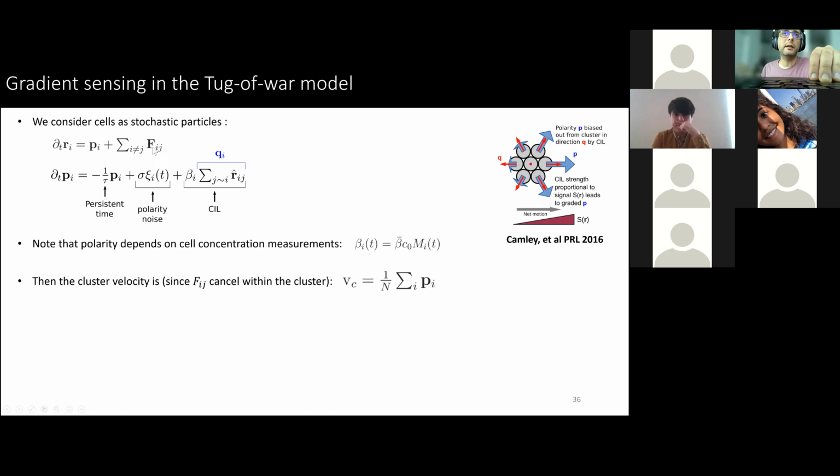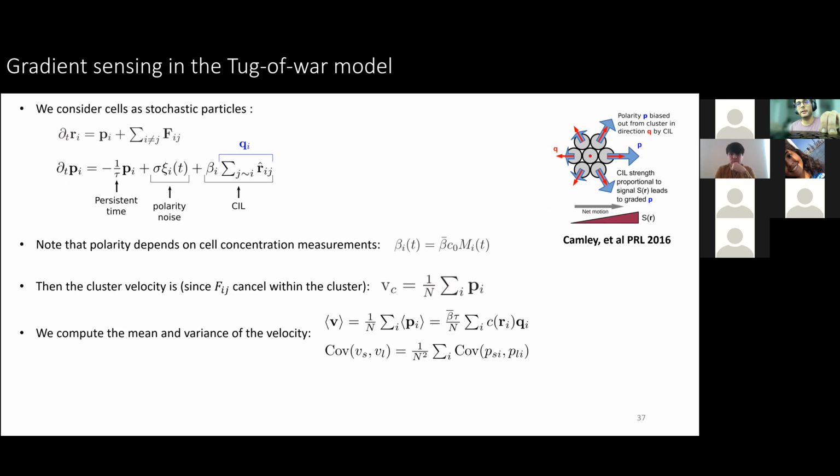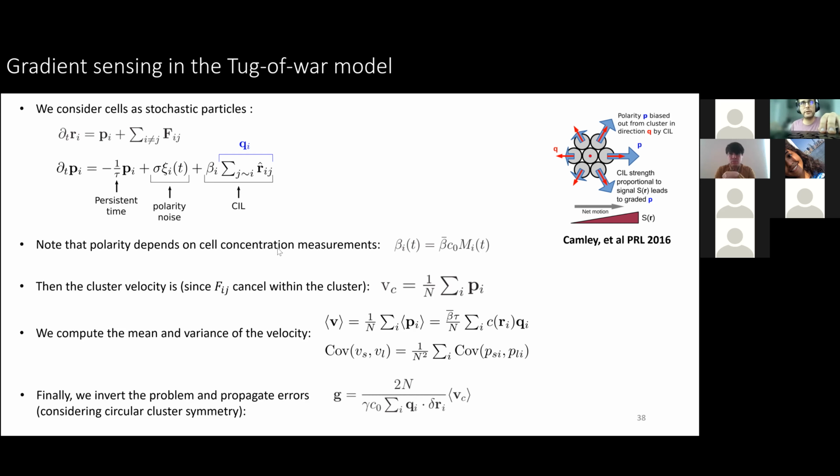We are going to see that the internal forces of the cluster cancel each other, so this is just going to be the sum over the polarities. We can solve the polarity equation, and we can compute the mean values and the covariance. So we can write the mean value for the cluster velocity and the velocity covariance. Of course, this means that the polarity depends on the chemical gradient, and so the velocity of the cluster depends on the chemical gradient.